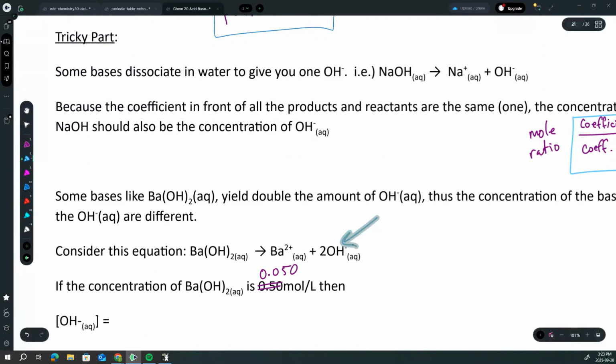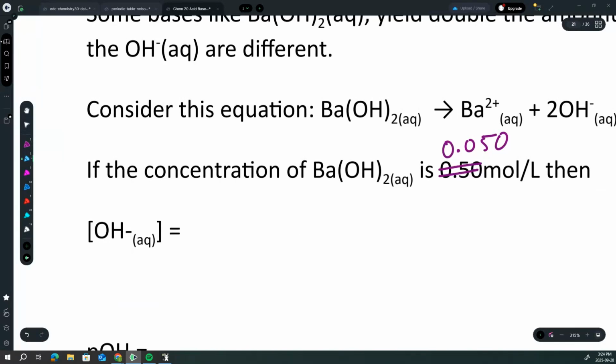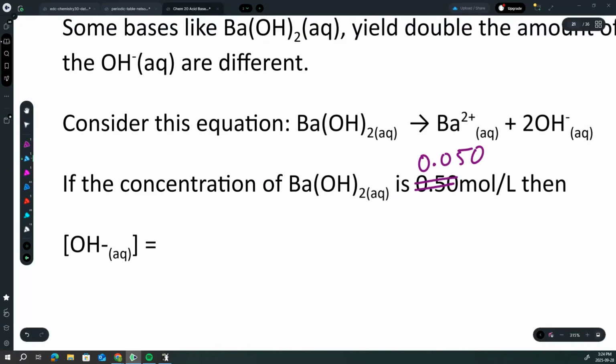It's right here. Okay, so we are given the concentration of barium hydroxide. Now, if you're thinking to yourself, wait a second, barium hydroxide, according to my solubility table in my data booklet, it's not soluble in water. That's okay. If you're told in the question that it is, you just pretend that it is. Okay, so that's what we're going with.